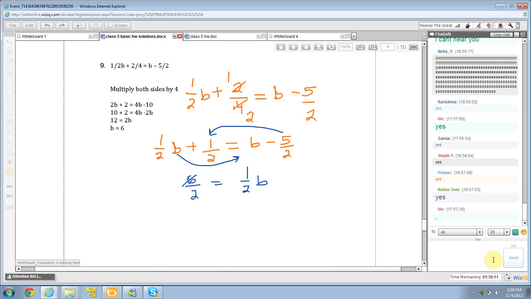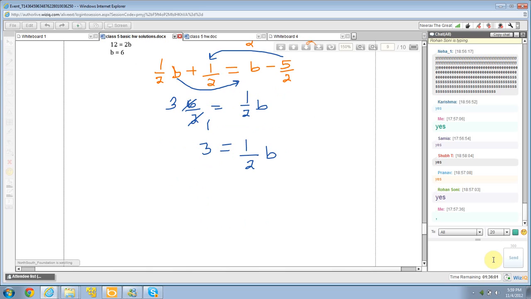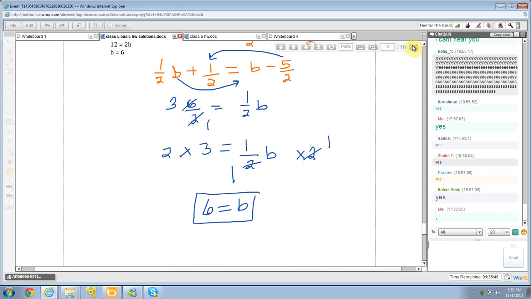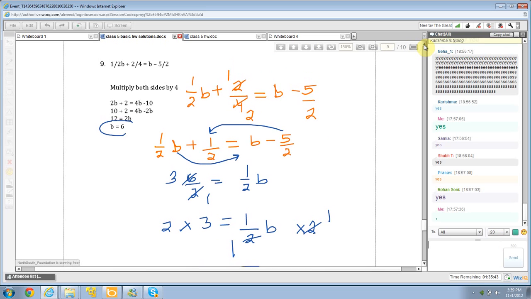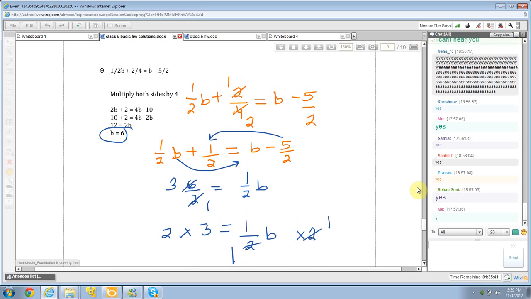Okay, so this cancels out to 3 over 1. And so you get 3 equals half b. And then you multiply both sides by 2 to get rid of this half. So multiply by 2, and all you get is this 2 cancels with this 2. So you get 6 equals b. So that's your answer right here. And you'll notice this is the same exact answer as right here. It's just that we didn't have to work with quite as big numbers.